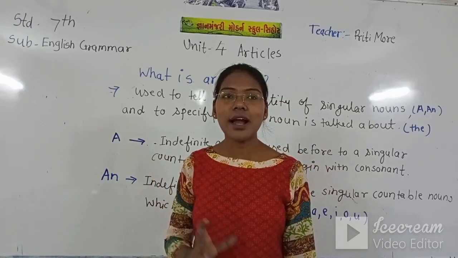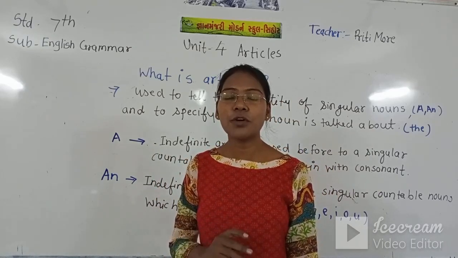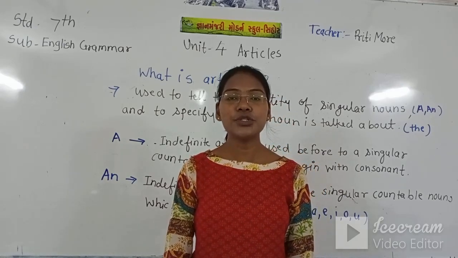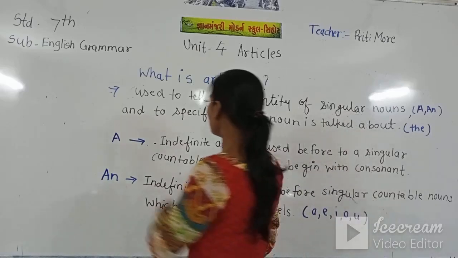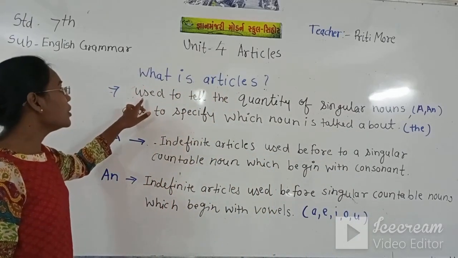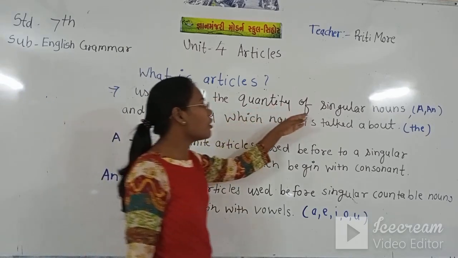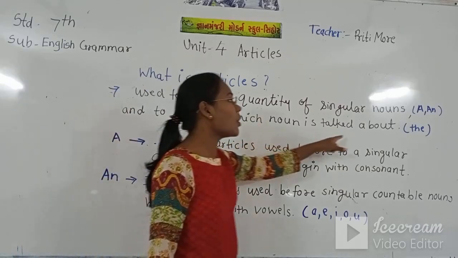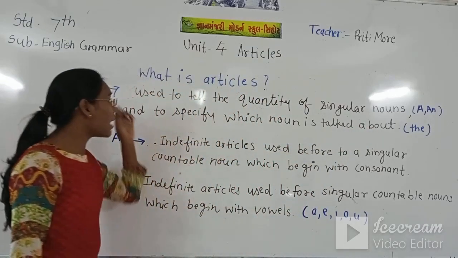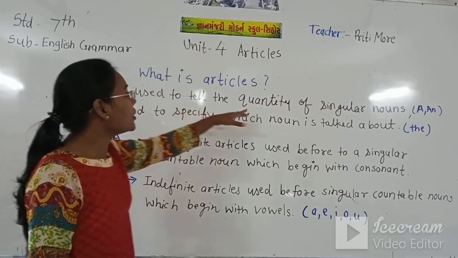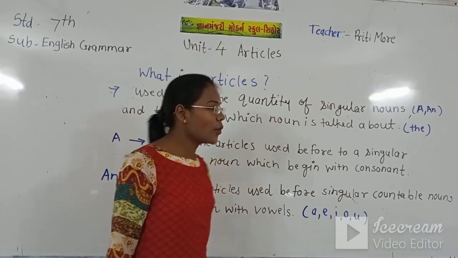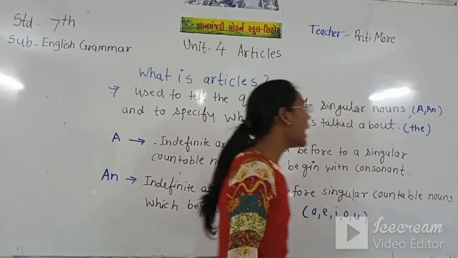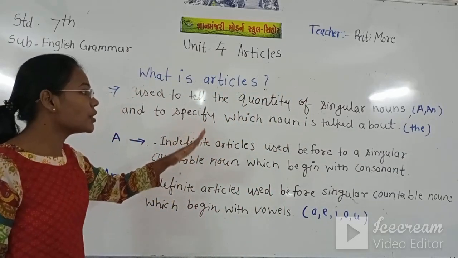But before starting this chapter, what is an article? We should know the definition of an article and what its use is. Articles are used to tell the quantity of a singular noun and to specify which noun is talked about. For a singular noun we use a or an, and to specify which noun is talked about we use the.